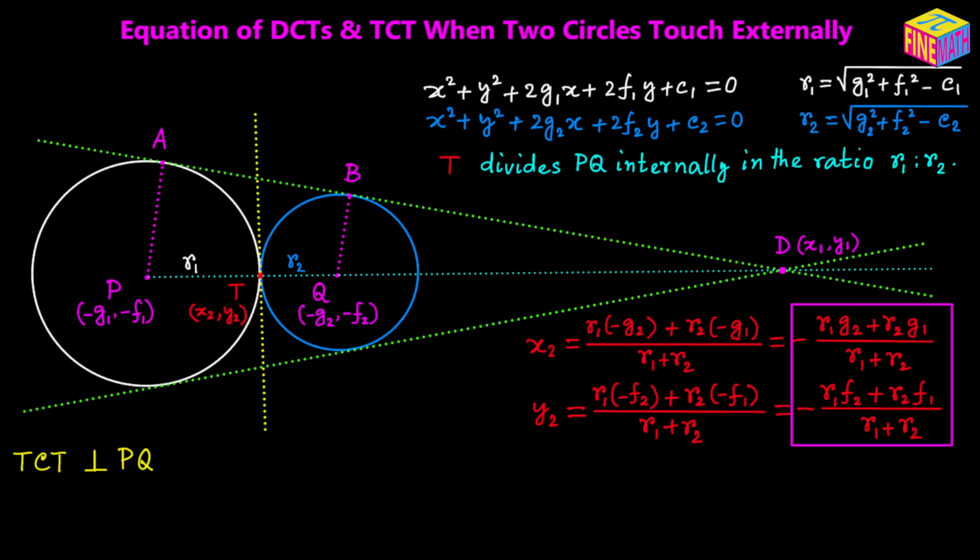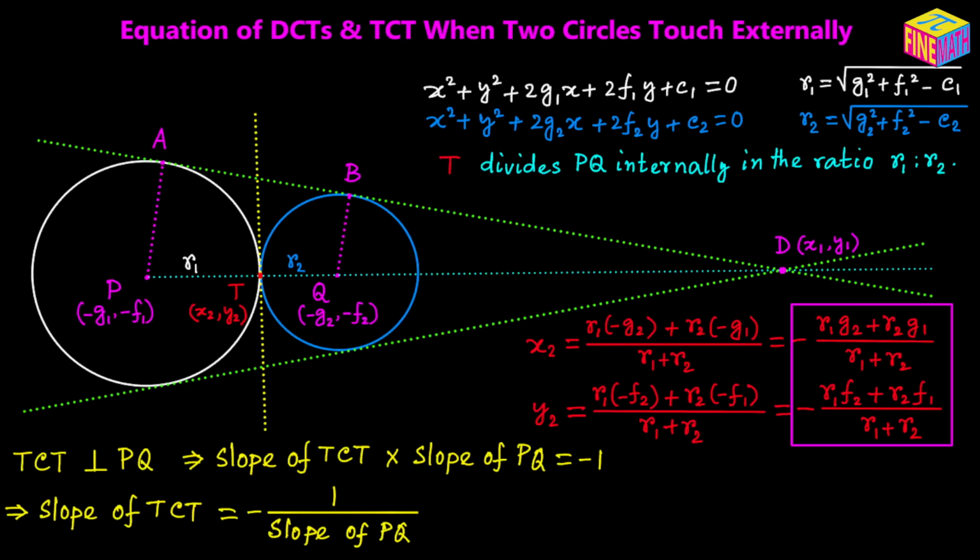So the transverse common tangent, I have abbreviated that as TCT, is perpendicular to PQ. That means the product of the slope of the transverse common tangent and the slope of the PQ line would be equal to -1. So from there we can say that the slope of the transverse common tangent will be -1 over slope of the PQ line. Now what is the slope of PQ? Well, that can be written like this, using the simple formula for slope of a line, where we know the coordinates of the two points on that line. So using the simple formula of slope, we can say that slope of PQ line will be like this.